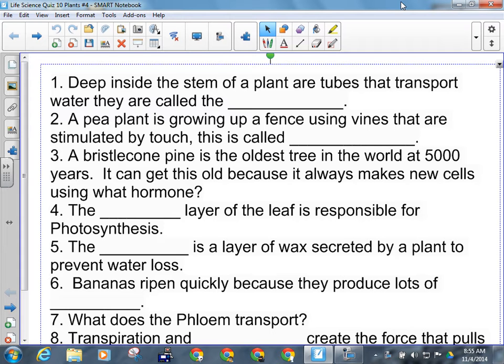All right, so deep inside the stem of a plant are tubes that transport water. They are the xylem. Okay, a pea plant is growing up a fence using vines that are stimulated by touch. This is called thigmotropism.